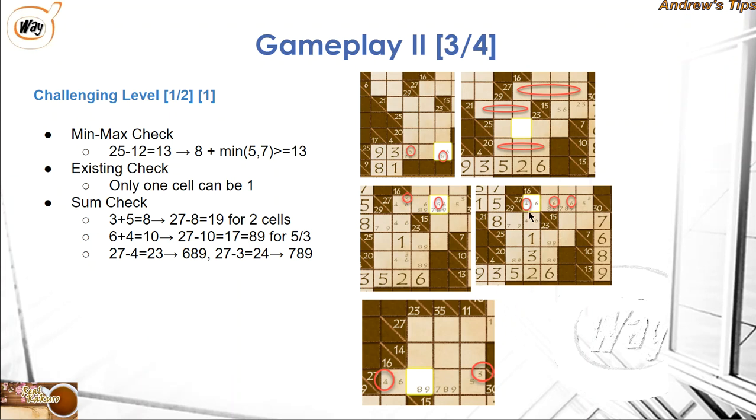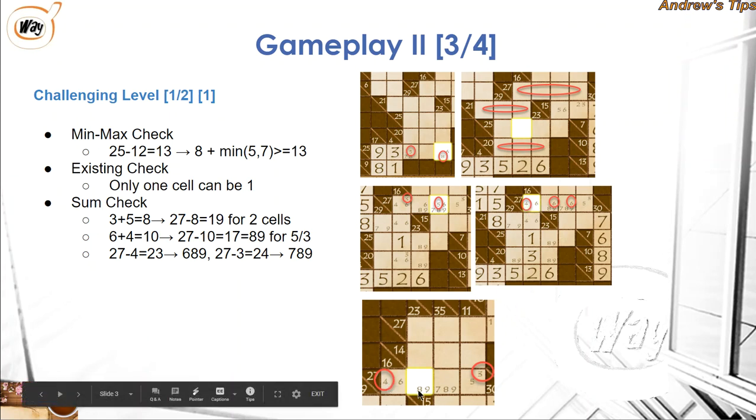After removing the 3, we just check this one. 6, if that 6, should be 4. It's 10, right? 10 minus from 27 is 17 left. 17 for 2 cells must be 8, 9. So the 5, 3 is wrong. So we cannot use the 6. But finally, we have the solution: 4, 6, yeah, here. 4, 6, 8, 9, 7, 8, 9, 5, 3.